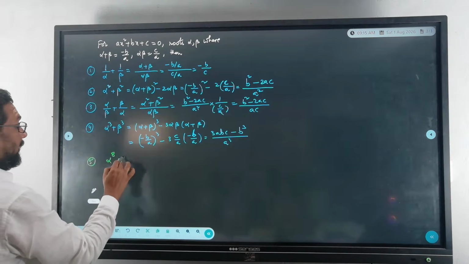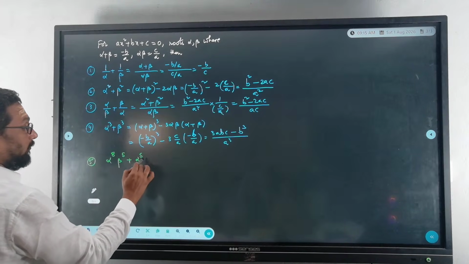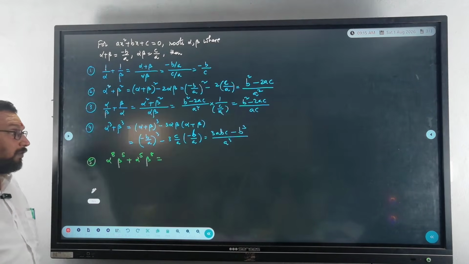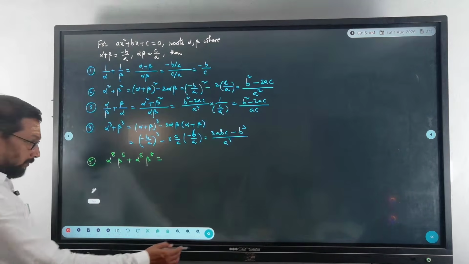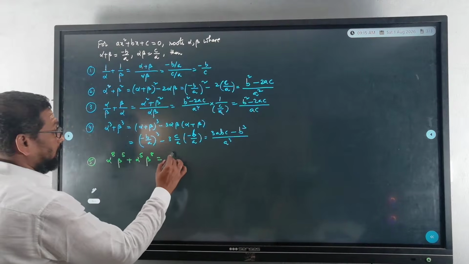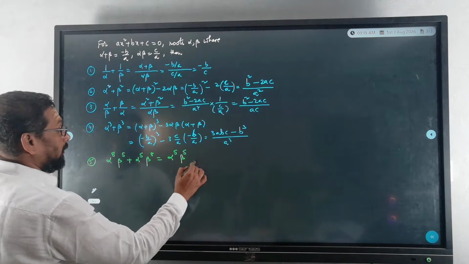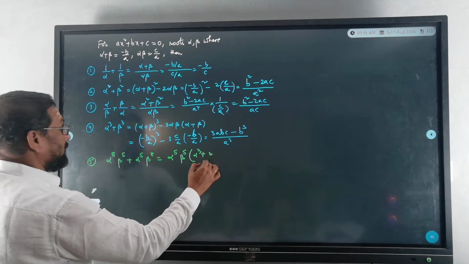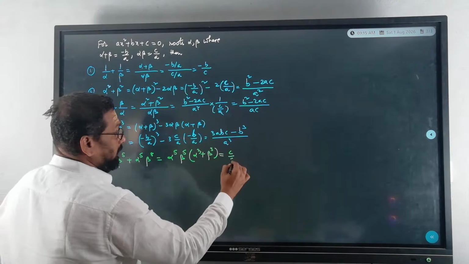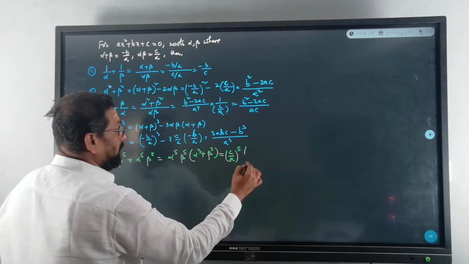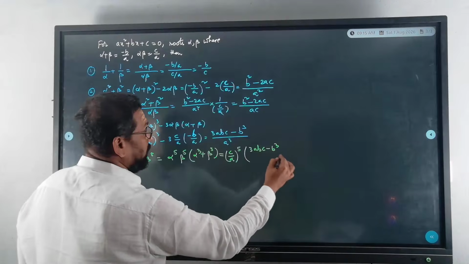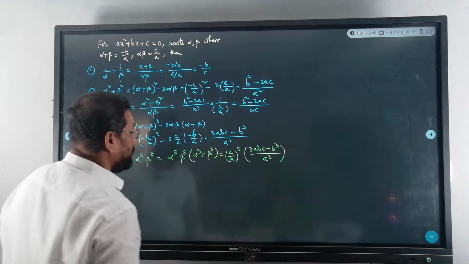Alpha power 8 beta power 5 plus alpha power 5 beta power 8. So what can we take out common from these two? Alpha beta power 5. Then what remains? Alpha cube plus beta cube. What is alpha beta? C by a, whole power 5, into what is alpha cube plus beta cube? Minus b cube by a cube.